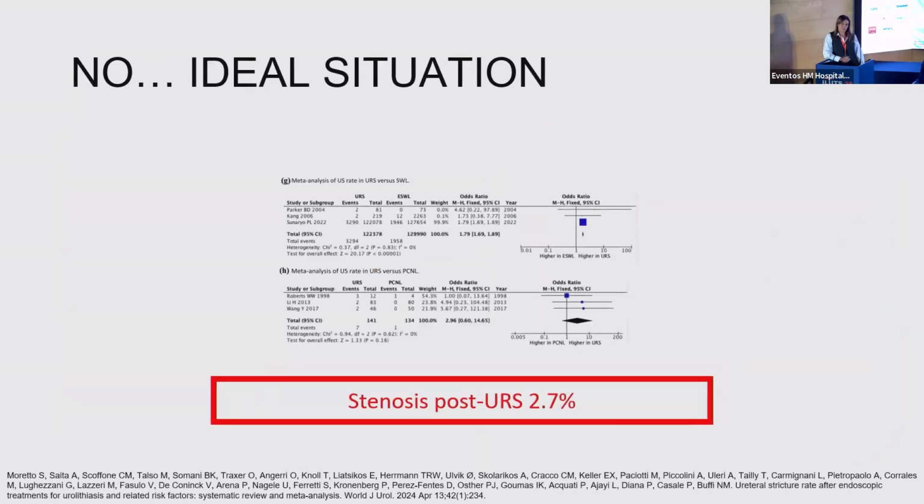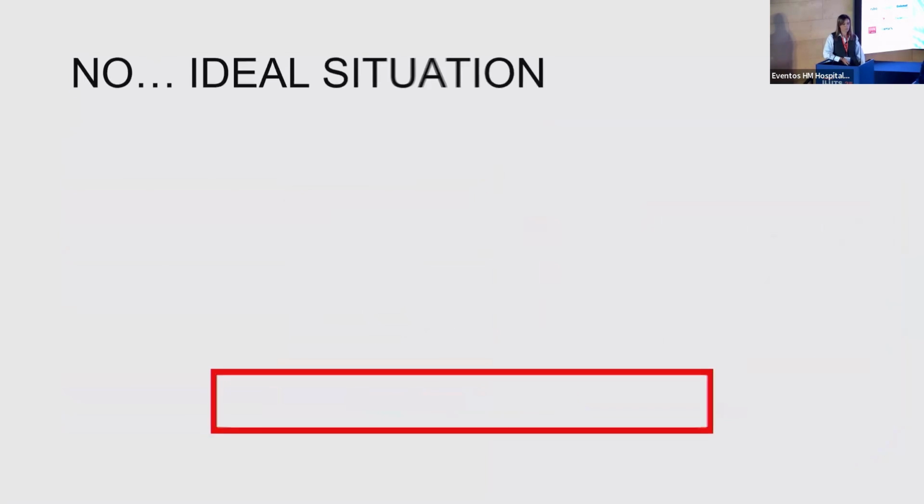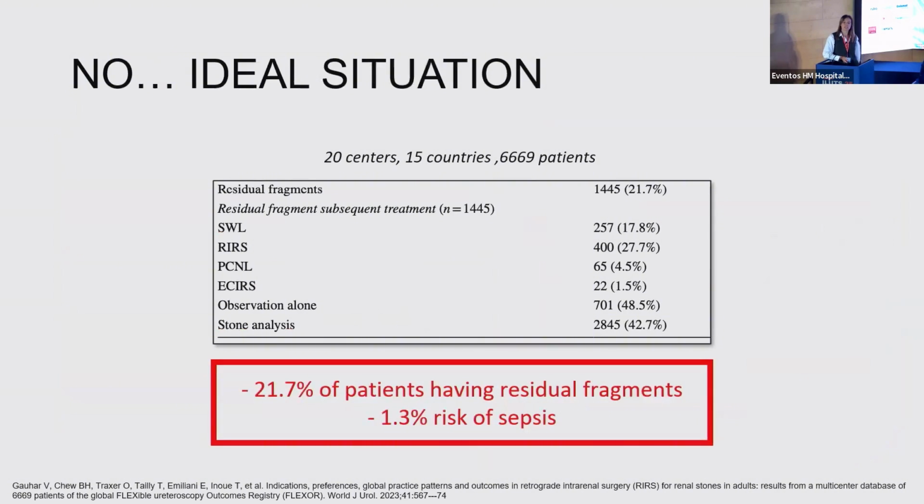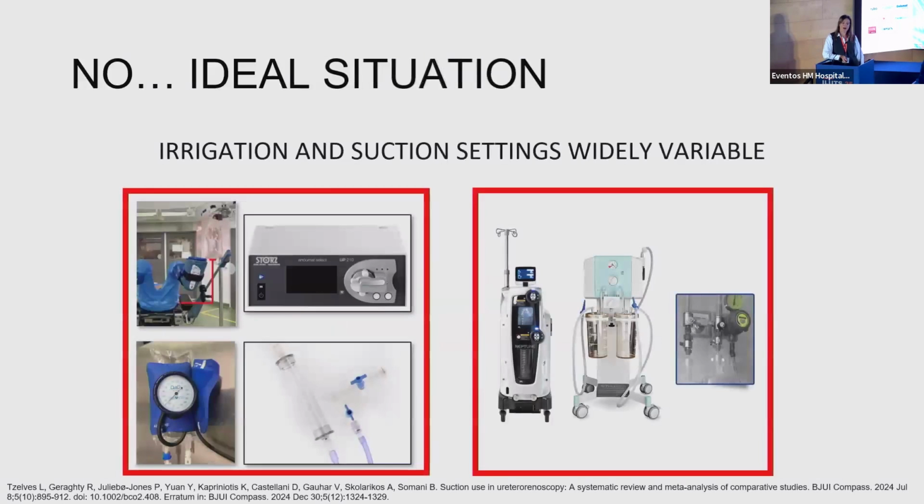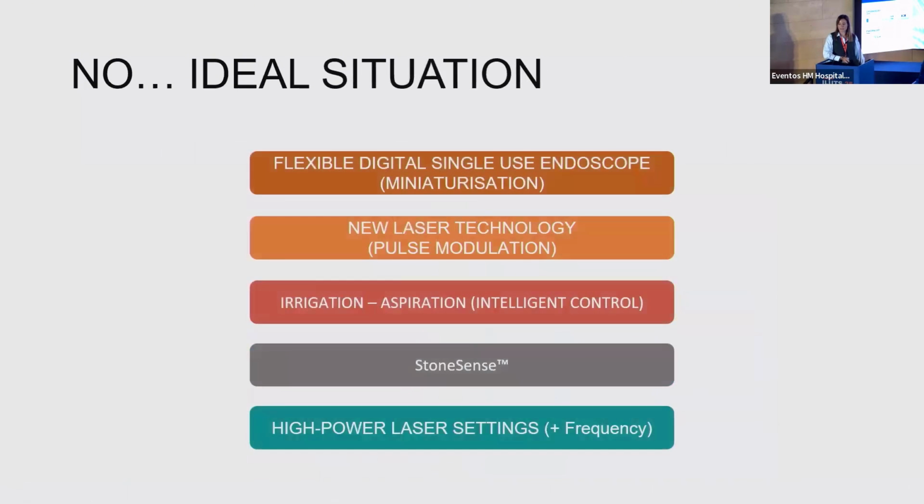But unfortunately, we are not now living the ideal situation. We have a significant percentage of stenosis after our treatment. Also, there are some patients having residual fragments, and there is still an important, significant risk of sepsis. For now, irrigation and suction settings, as we've seen before, are widely variable. We can choose different irrigation parameters, while we can also choose different suction devices. For now, they are independent.